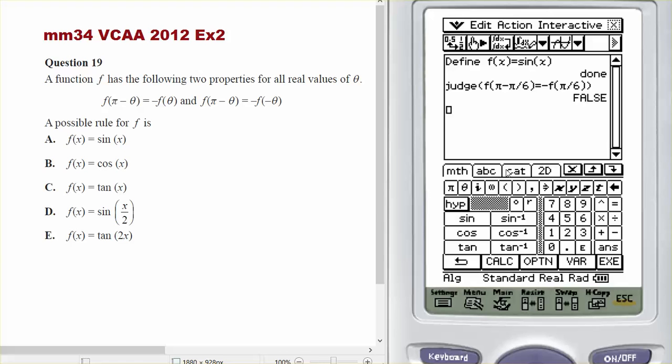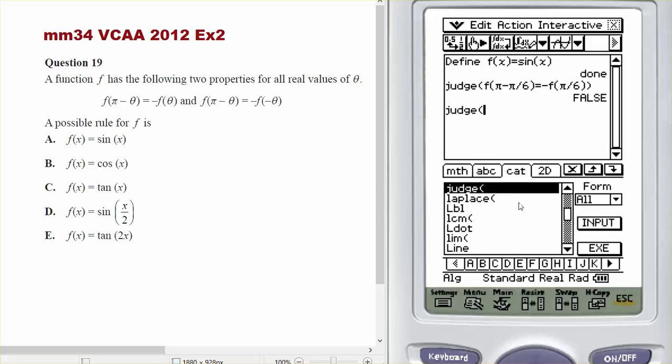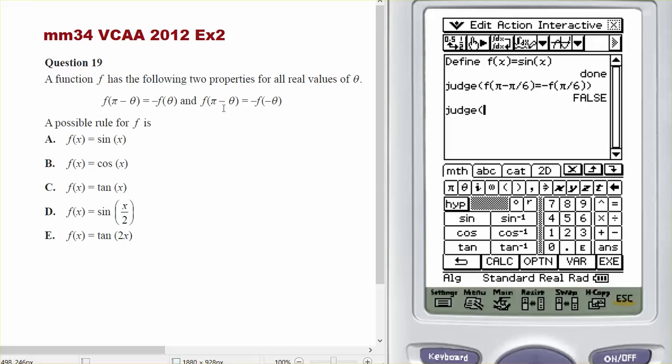So I'm also going to do the second input judge, and I need f of negative theta equals minus f of theta. f of minus pi on 6 is minus f of pi on 6. So if I put that there, I get told it's true for the second one, but it's false for the first. So I'm looking for two trues.